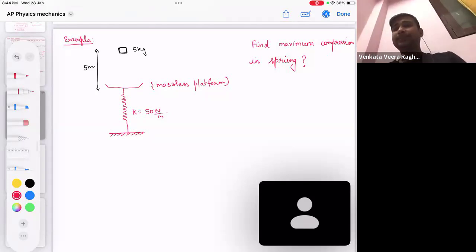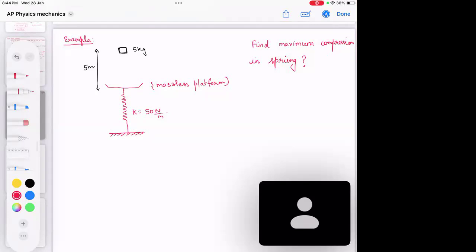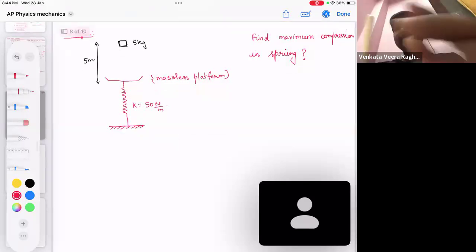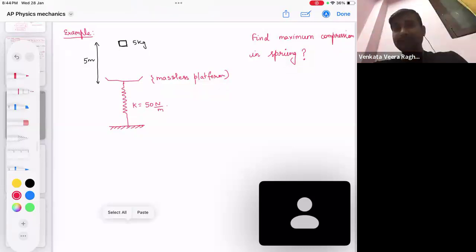Please tell me, are you trying this one or not? Yes, sir. Apply the work energy theorem right now. At maximum compression, what will happen? Can I say that at the time of maximum compression, the platform and the block will look like this? And how much is the compression? That is something x we have.